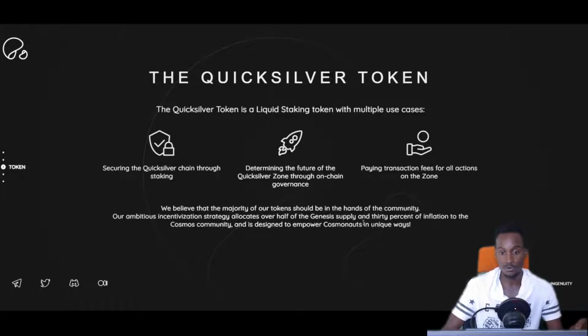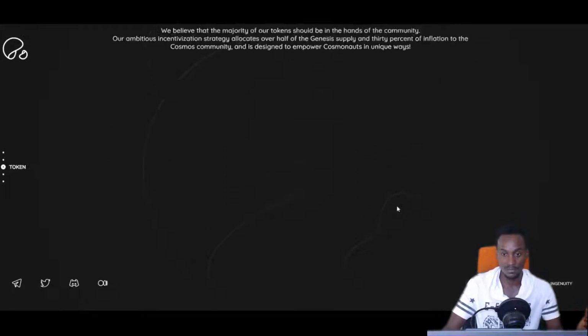So we believe that the majority of our tokens should be in the hands of the community. Our ambitious incentivization strategy allocates over half of the Genesis supply and 30% of inflation to the Cosmos community, and is designed to empower cosmonauts, that's what they call themselves, in unique ways.